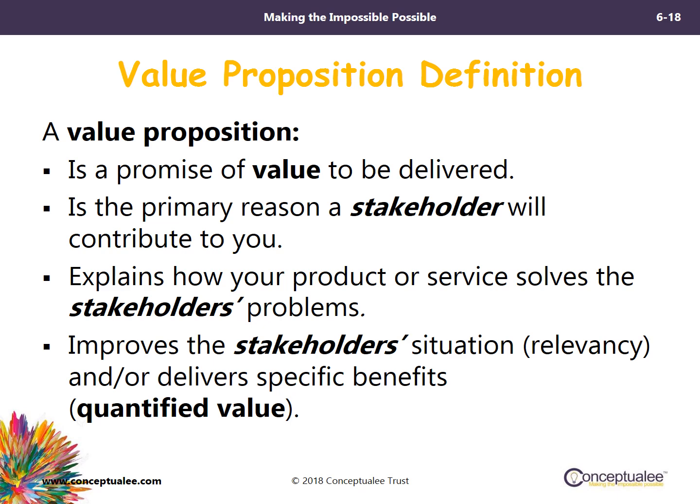So the last thing before we actually look at unpacking the stakeholder and stakeholder relationships components of the seed model canvas is I just want to bring up the definition of value proposition. We're not actually going to focus on it here, but we are talking about value, so this is a key component of the seed model canvas. So a value proposition is a promise of value to be delivered. It's the primary reason that a stakeholder will contribute to you, and that includes paying you cash for your product.